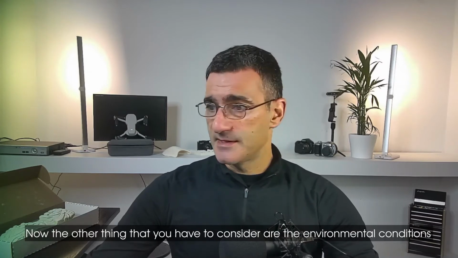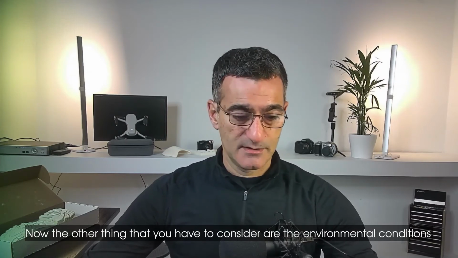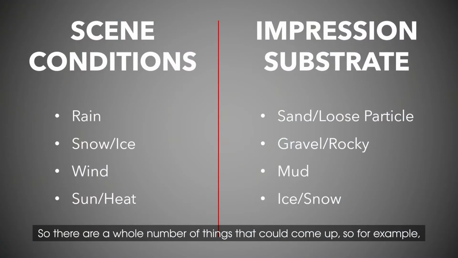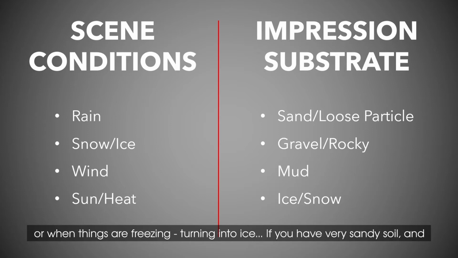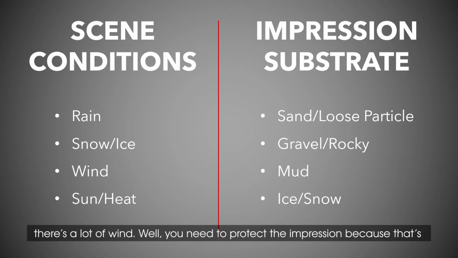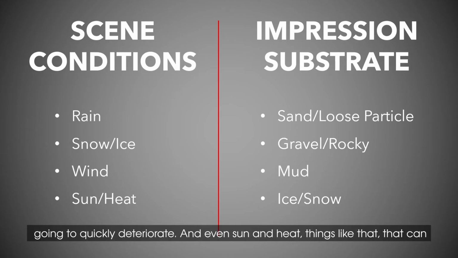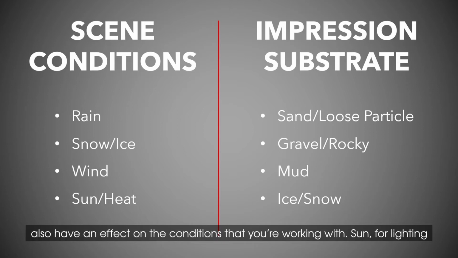Now, the other thing that you have to consider are the environmental conditions. So there are a whole number of things that can come up. For example, what if you're in a situation where it's going to start raining, where it's snowing, or where things are freezing, turning to ice? If you have very sandy soil and there's a lot of wind, well, you need to protect the impression because that's going to quickly deteriorate. And even sun and heat, things like that can also have an effect on the conditions that you're working in.